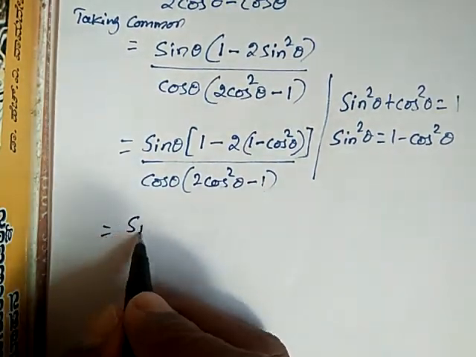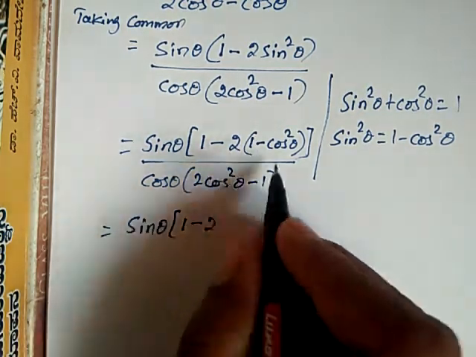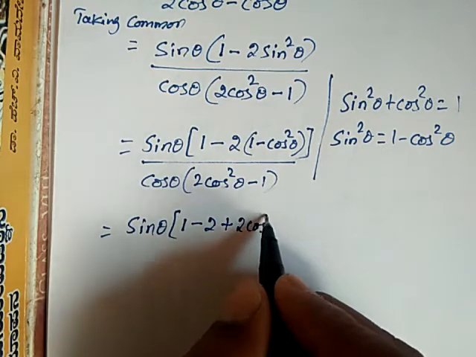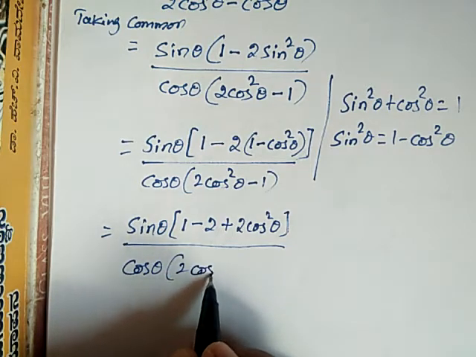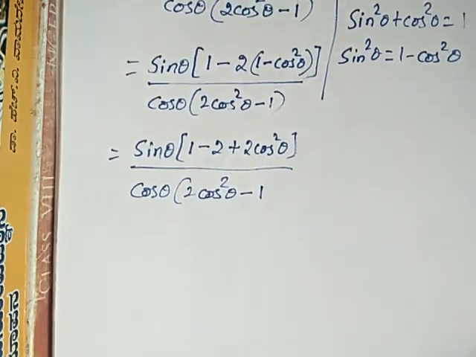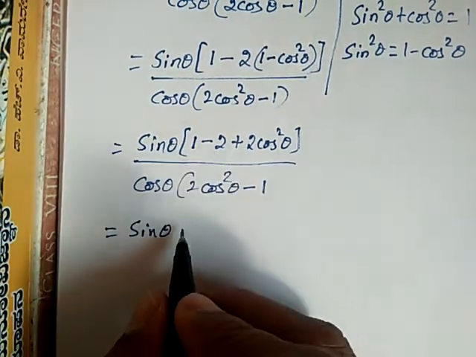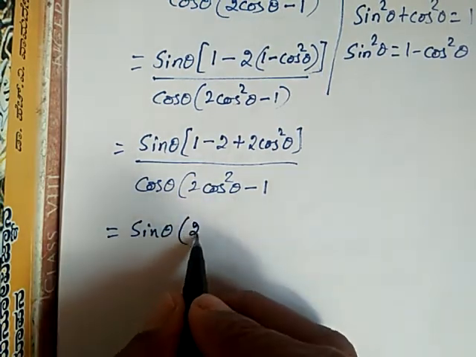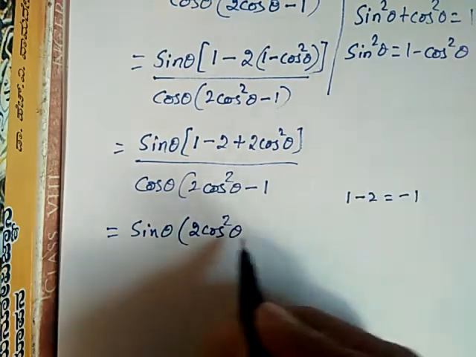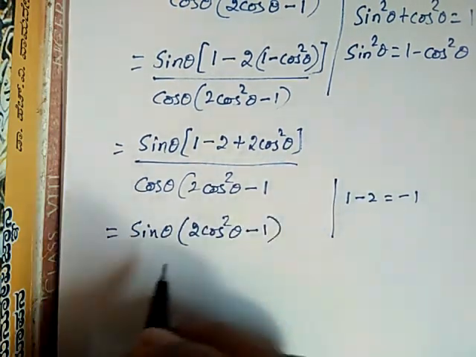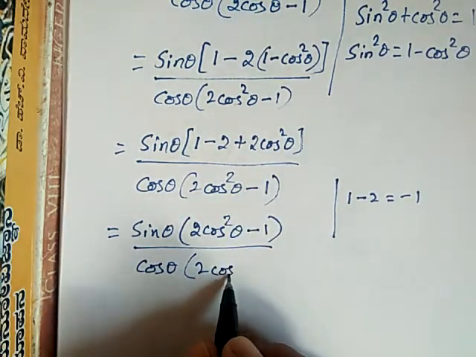Now multiply: sin theta as it is, into the bracket 1 minus 2 into 1 is minus 2, minus into minus is plus 2 cos square theta, divided by cos theta (2 cos square theta minus 1). Now here 1 minus 2 is equal to minus 1, so you can write 2 cos square theta first, and minus 1, divided by cos theta into (2 cos square theta minus 1).